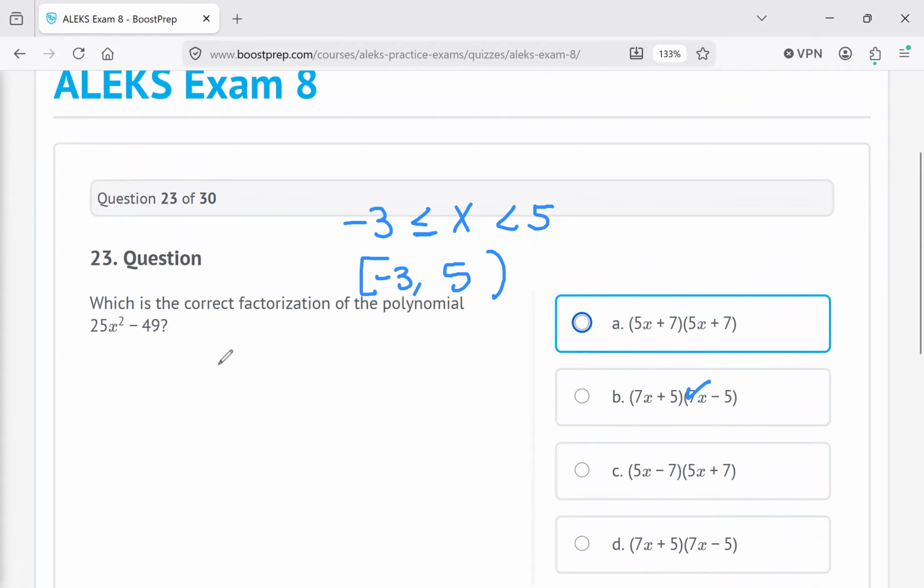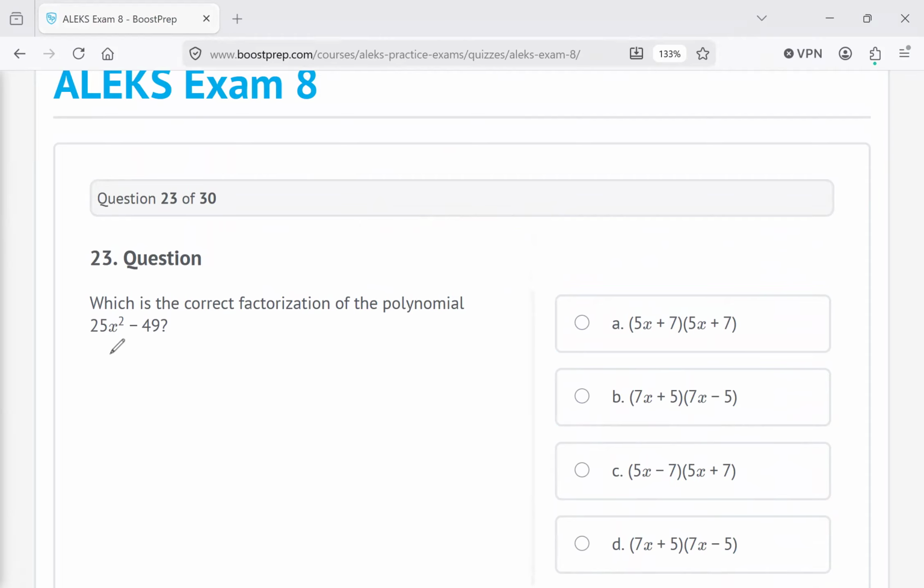The correct factorization of polynomial 25x squared minus 4. That is a perfect square, right? It can be factored out like this: 5x, 5x, and plus 7. So it's a perfect square, right? So 5x plus 7, 5x minus 7. Yeah, 5x plus 7, 5x minus 7.